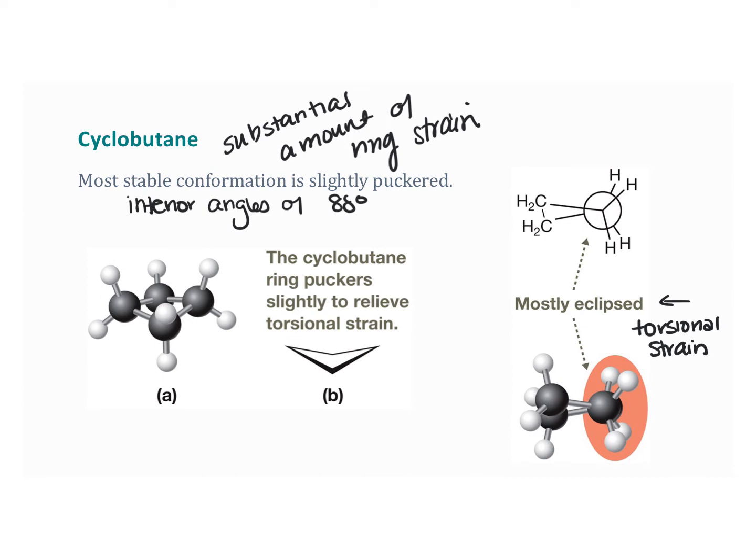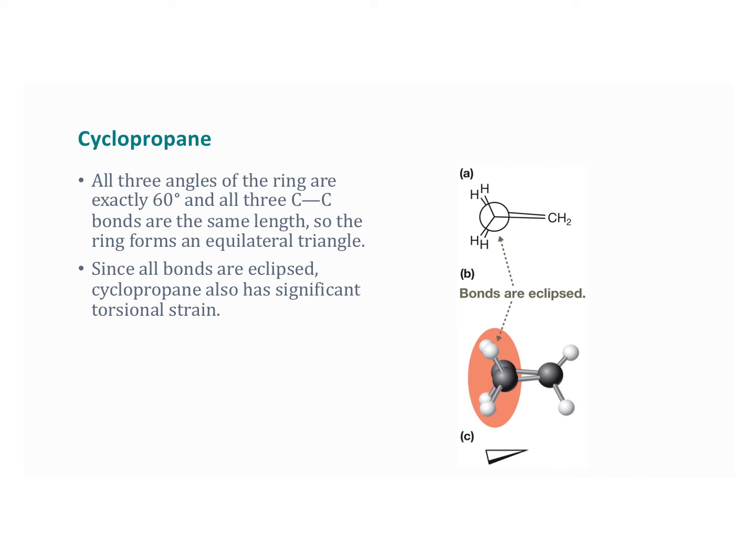Now, cyclopropane is very strained. When we look at this, all 3 angles of the ring are 60 degrees, and the carbon-carbon bonds are the same length. And so those 3 points define a plane.